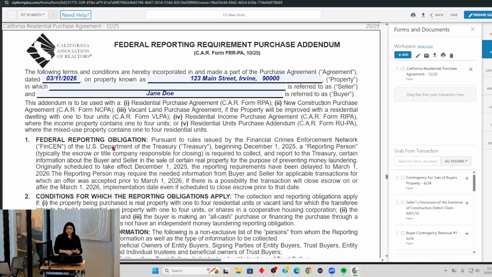This would be a nice instrument for you guys to put in your listing presentations to explain to them what the new rules are, why they're coming into effect, and why they will have to present this information. Because whatever the escrow requests goes beyond just your statement of information. We know the statement of information, everybody knows we fill that out. But there's more information requested from escrow on the seller side too.